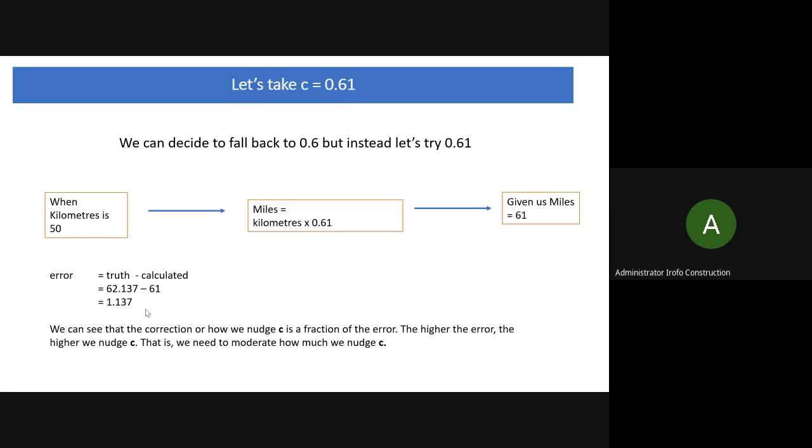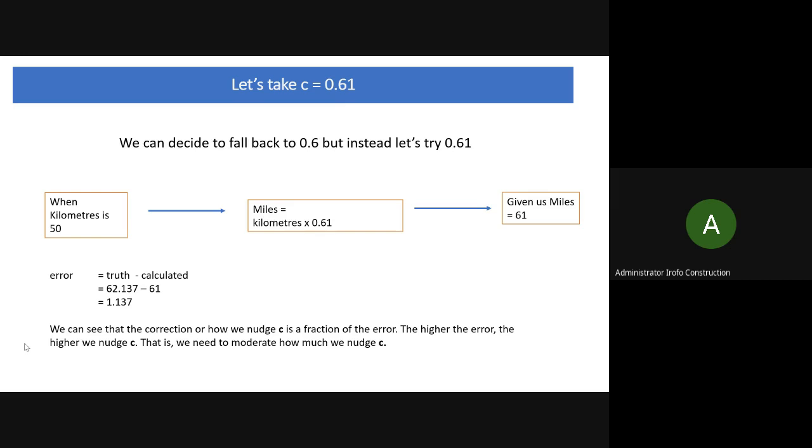One thing you should notice is how we nudge C, how we were able to improve the value for C. It's a fraction of the error. Do you agree? When I say it's a fraction of the error, do you guys agree? Because we started with 0.5, then moved to 0.6, then went to 0.7.